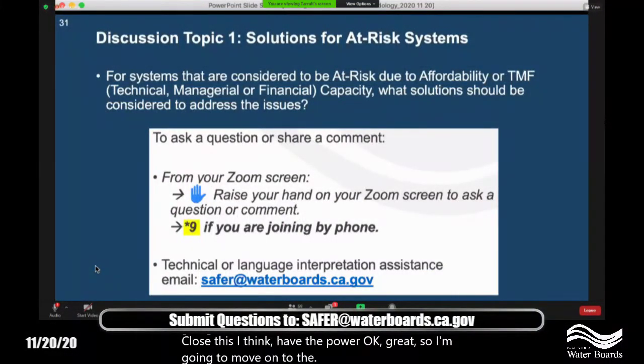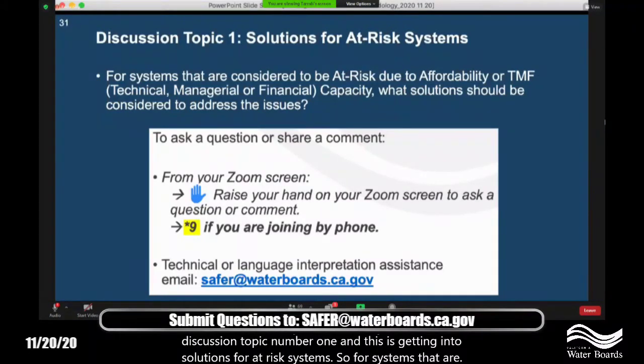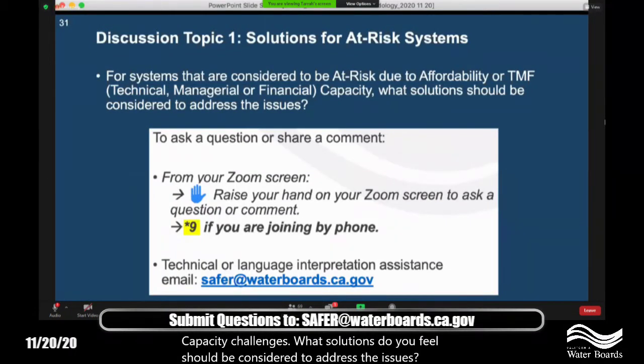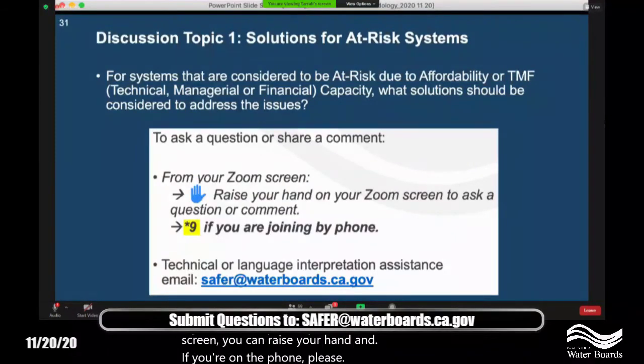So this is discussion topic number 1, and this is getting into solutions for at-risk systems. So for systems that are considered to be at risk due to affordability or technical, managerial, and financial capacity challenges, what solutions do you feel should be considered to address the issues? So to ask a question or share a comment from your Zoom screen, you can raise your hand. And if you're on the phone, please press *9.